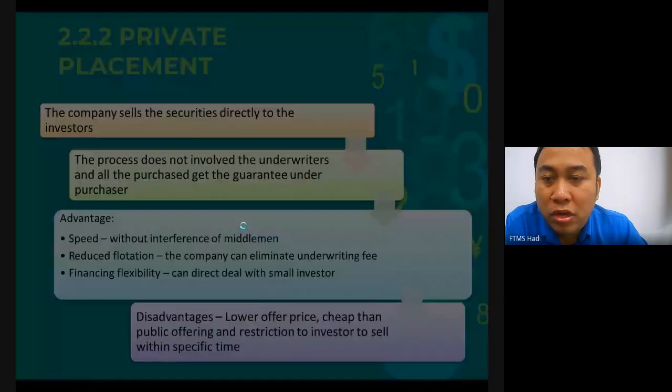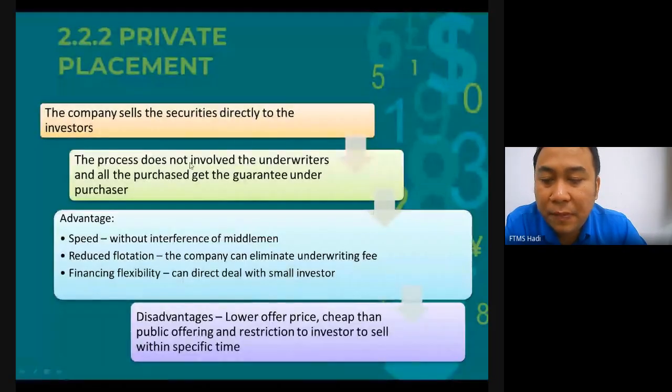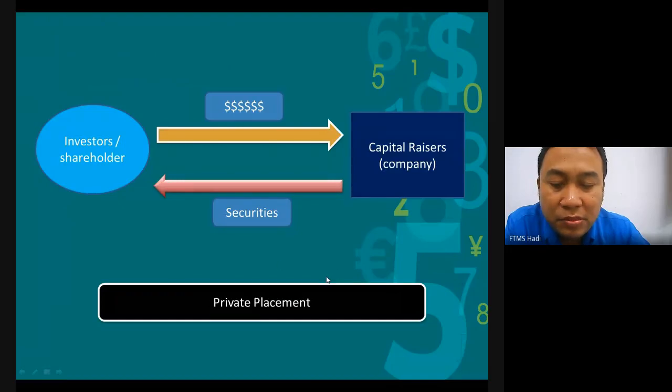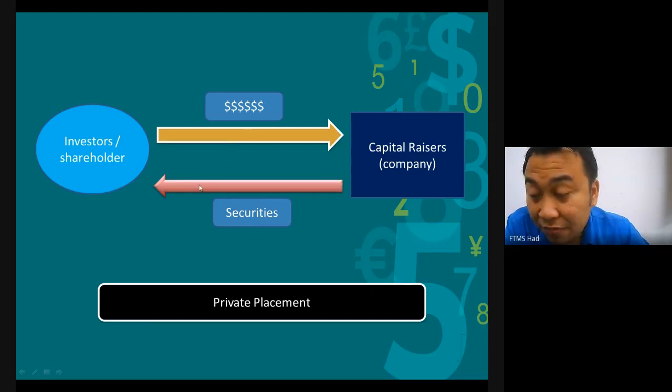Okay, the difference between IPO and private placement. This one you can read later on for your additional information. But what I'm saying here is the difference between private placement and IPO. These are the same people, investors and shareholders, which is you, and then the capital raisers or company. The investor or shareholder will purchase shares from the company, giving money, and then the company will give securities or shares to the investor. But here they don't have an investment banker. Private placement therefore is a direct transaction between investors and the company, without help from investment bankers.